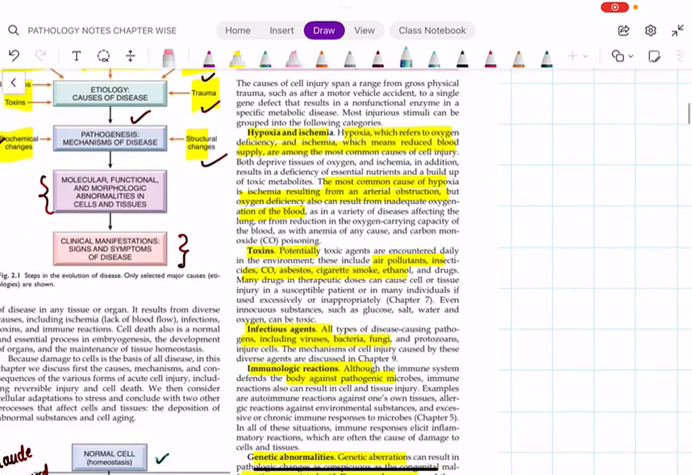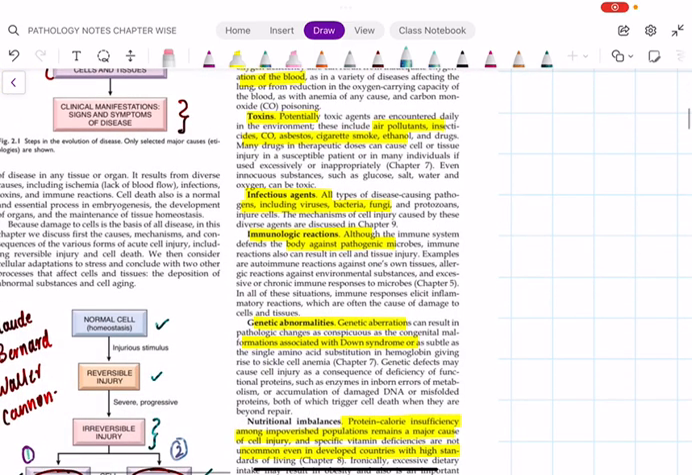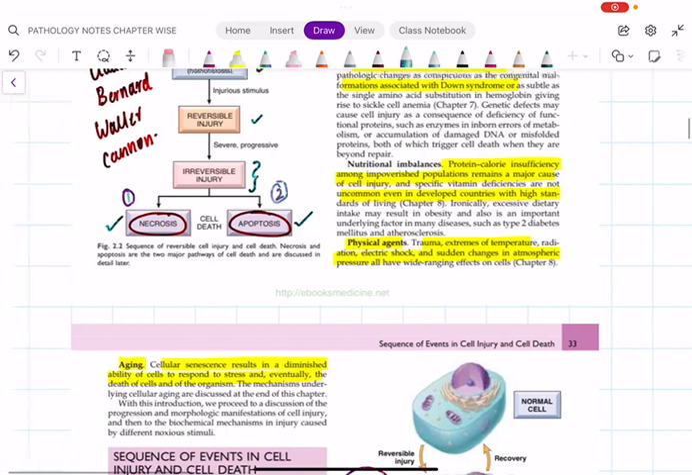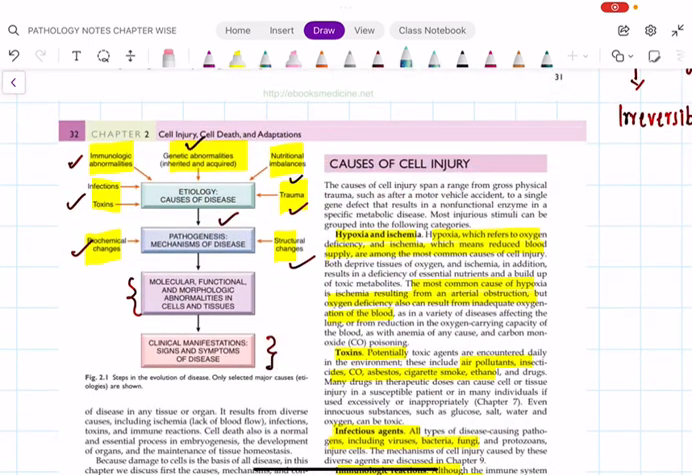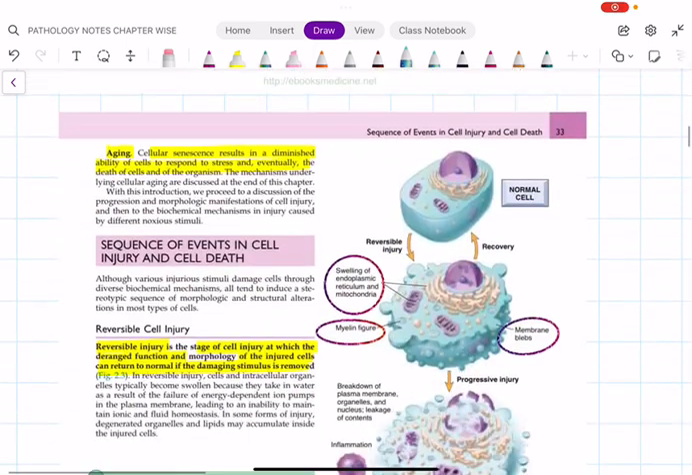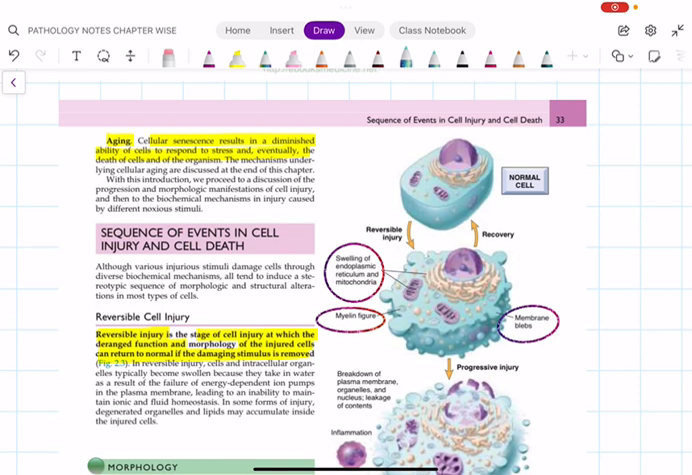Then toxins, infectious agent, immunological reaction, genetic abnormality, nutritional imbalance, physical agents, and aging. So all those, just remember this picture. When they ask you what are the causes of cell injury, draw this picture. That is more than enough. Even aging, when we become old. When I become 50 or 60 years, whether my body will function the same at that time also? No, there will be a lot of changes. We will see in detail about the mechanism of aging at the end of this chapter.